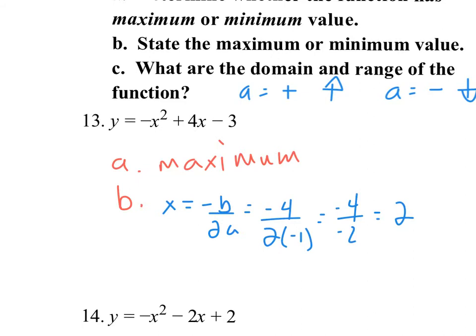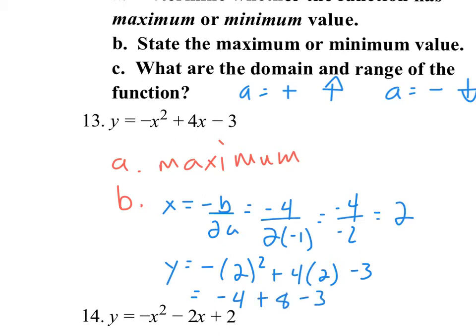A commercial, by the way, was the stuff in between parts of the TV show back when I was a kid. So we take this 2 and we plug it in to the equation. And so I get y equals negative, and then I'm going to square 2, and then add 4 times 2, and then minus 3. So 2 squared is 4, so I'm going to have negative 4 plus 8 minus 3, which is going to get me 1. Right? A positive 1. Okay? So my maximum value is 1.